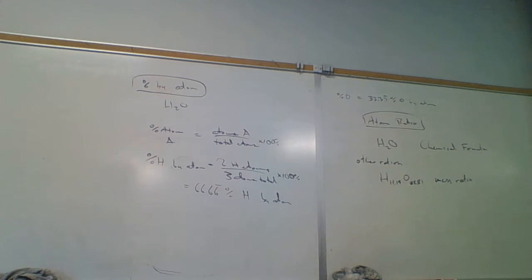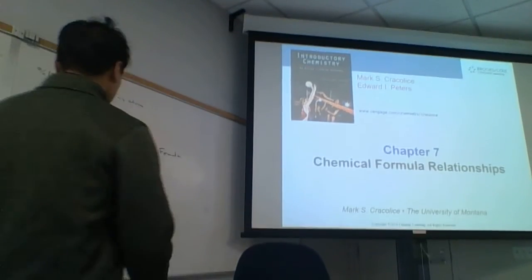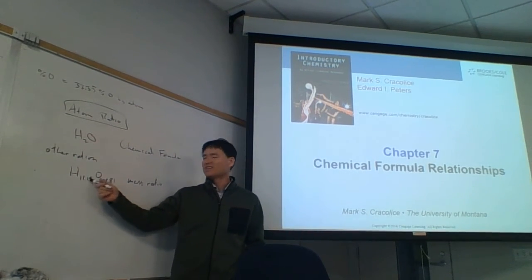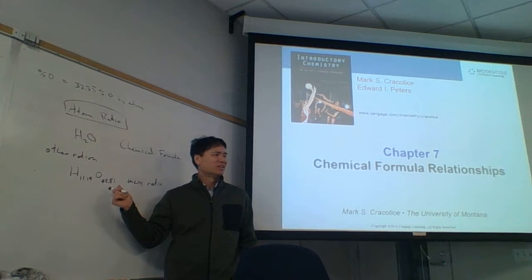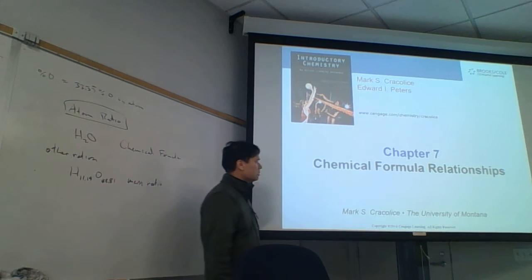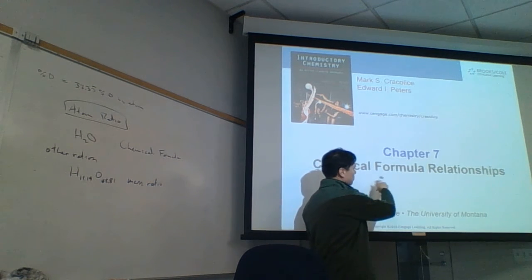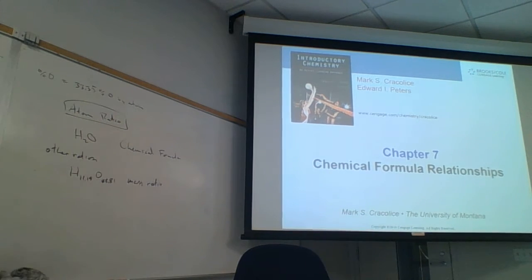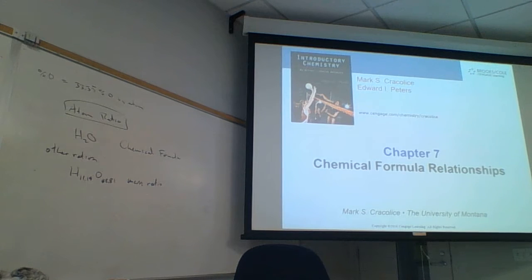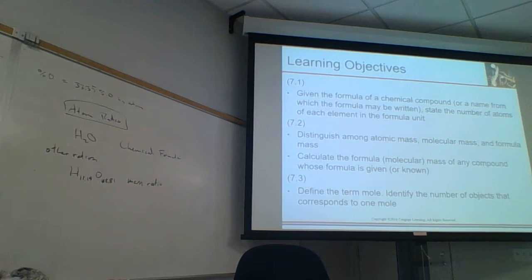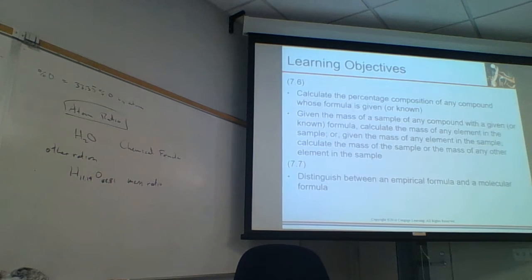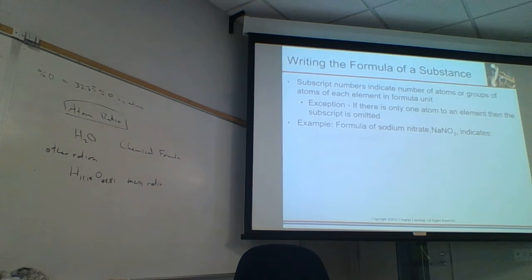Well, we like the atom ratios because they just tell us how many atoms of each. When you look at the mass ratio, can you tell me how many atoms of each? No, it's very difficult. And so this is what chapter 7 is about, chemical formula relationships. So these are chemical formulas, atom ratio. But we're going to relate it to different things. And also we're going to start looking at chemical properties as well. In other words, chemical reactions. So these are the learning objectives.